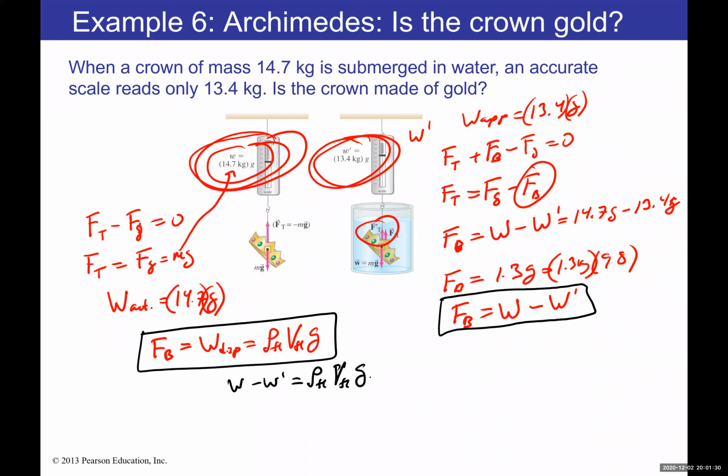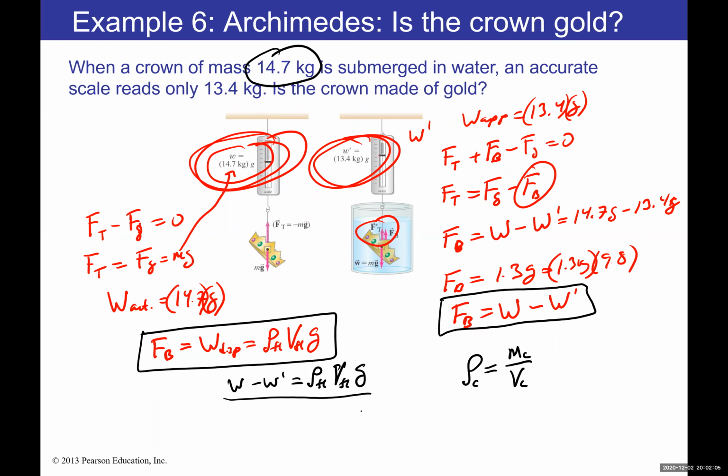One thing we have here is that we don't see any information about the density of the gold. The density of the crown is equal to the mass of the crown divided by the volume of the crown. We do have the mass of the crown, which is its actual mass, 14.7. But we don't have the volume of the crown. How do we get the volume of the crown?